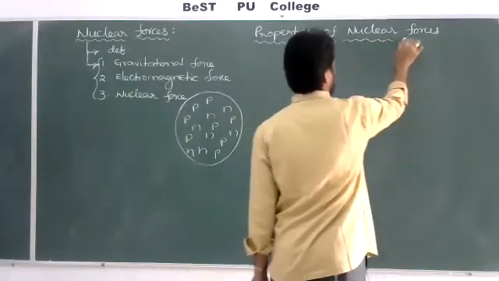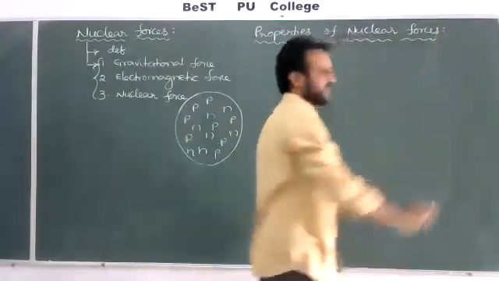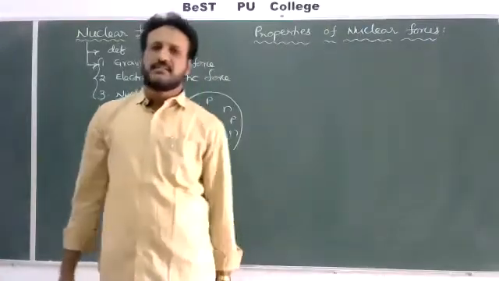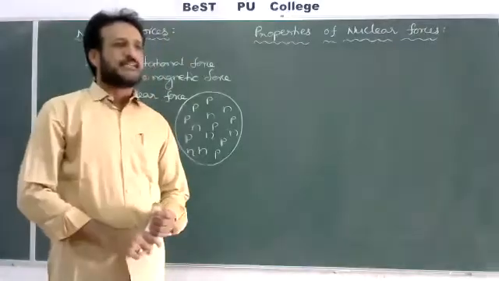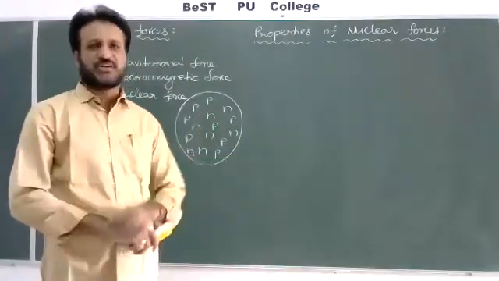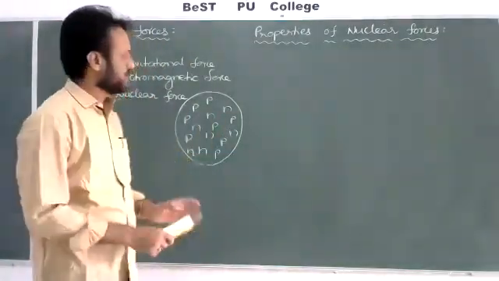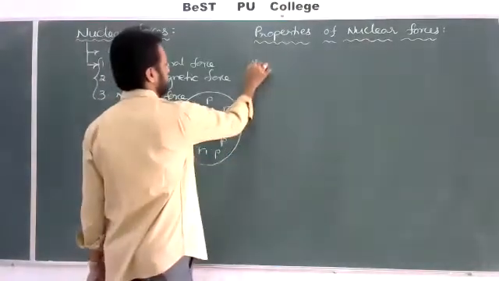If a 2 marks question is asked, you should write at least 2 properties. If a 3 marks question is asked, write any 3 properties. If a 5 marks question is asked, you have to choose at least 5 points and explain the properties also. So we'll write the first property.